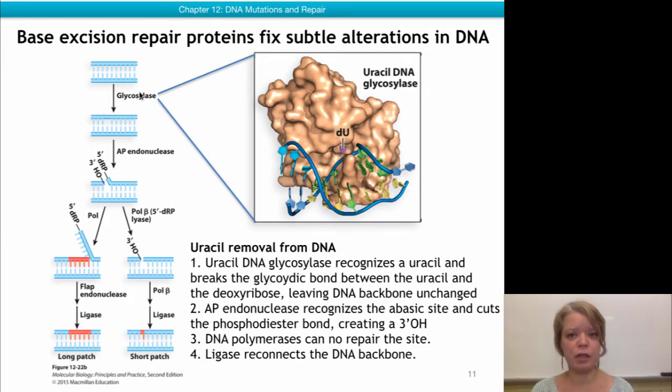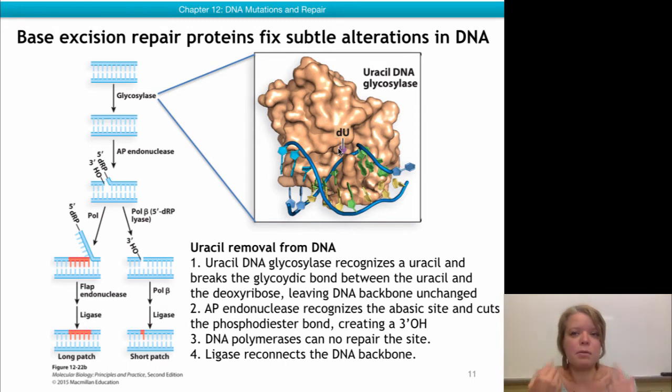Both in prokaryotes and eukaryotes, the enzymes responsible for that are glycosylases. It's a whole family of enzymes. In this case, because we're looking at the cytosine change to uracil, it's going to be the uracil DNA glycosylase. So this enzyme has the capability of both binding DNA and sliding along the DNA, recognizing a deoxyuracil inside the DNA molecule, and clipping out, glycosylating, breaking the glycosyl bond that attaches the uracil to the ribose, the sugar.